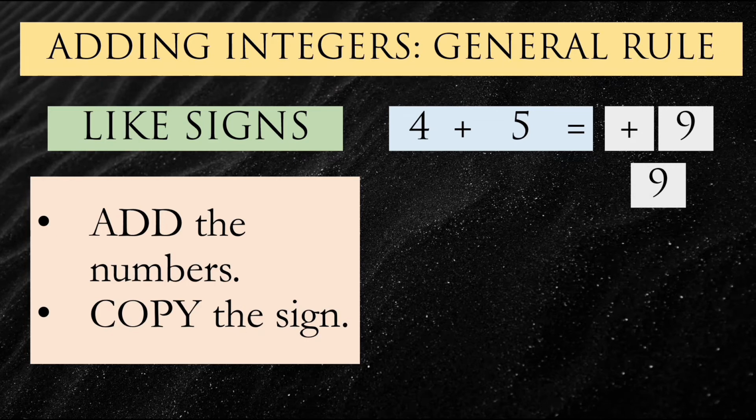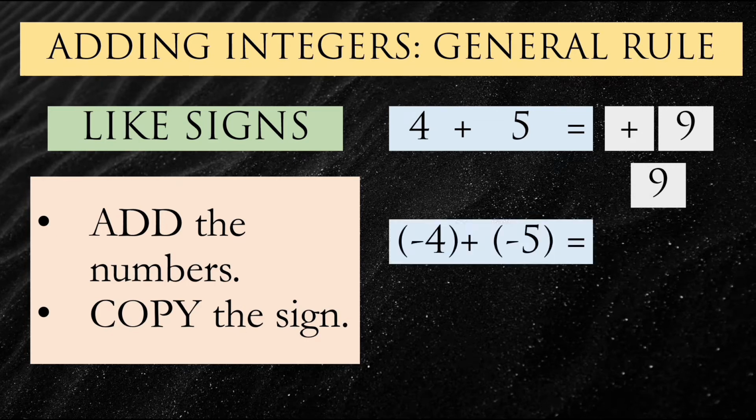Let's proceed to another example. This time, we've got negative 4 plus negative 5. So these are 2 integers with like signs. We have negative 4 and negative 5. As the rule says, add the numbers regardless of the sign. So 4 plus 5, we've got 9. And then copy the sign because the integers have like signs. So we just copy the minus sign. So the answer is negative 9.